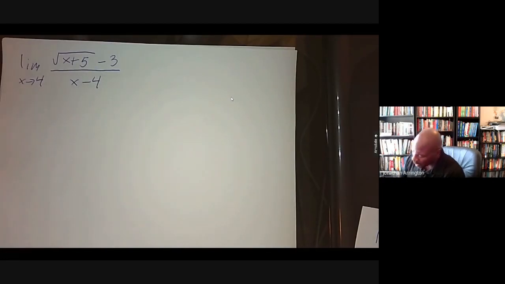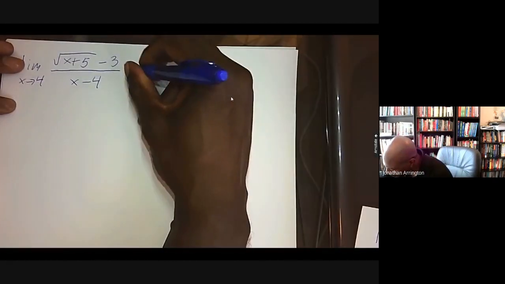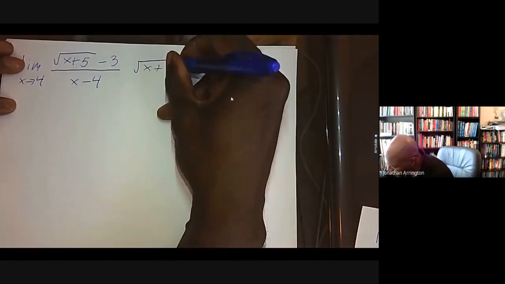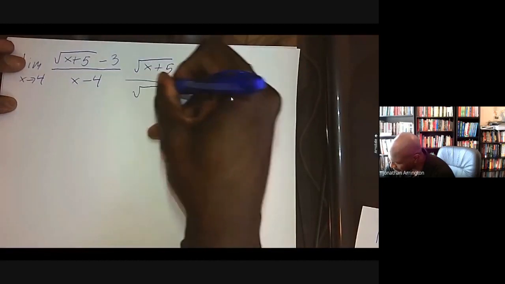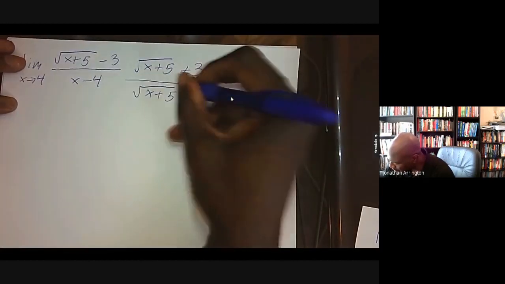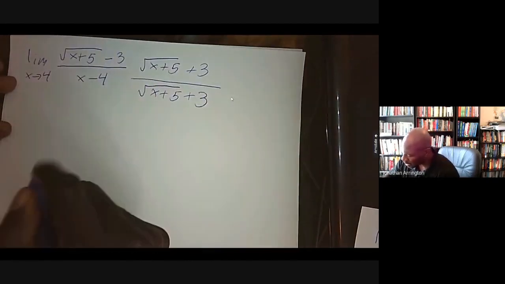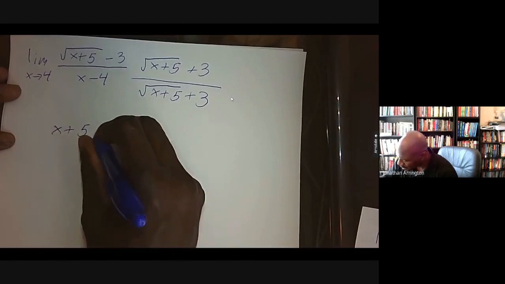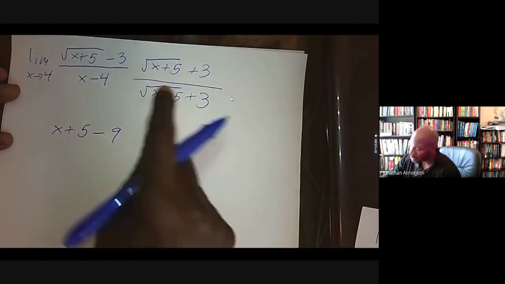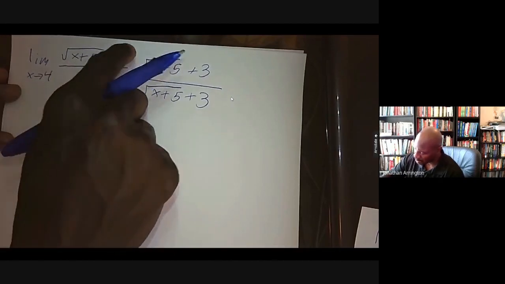Okay, so hopefully you figured out that you should multiply the top and bottom by the square root of x plus 5 plus 3. In my numerator, I got that a squared minus b squared deal, so that's x plus 5 minus 9. Again, it's this guy squared, a squared minus b squared. So 3 squared is 9.